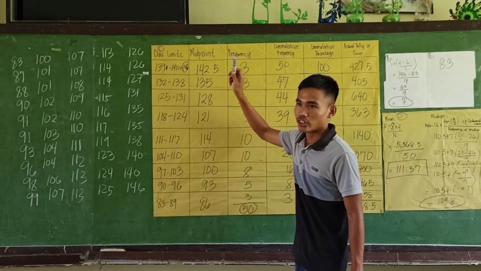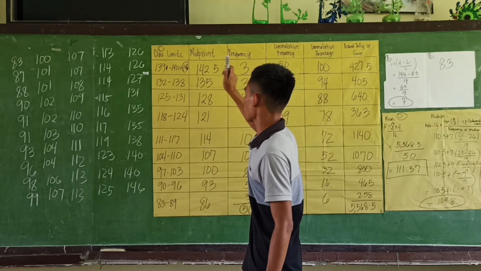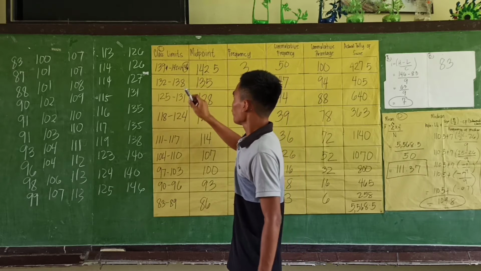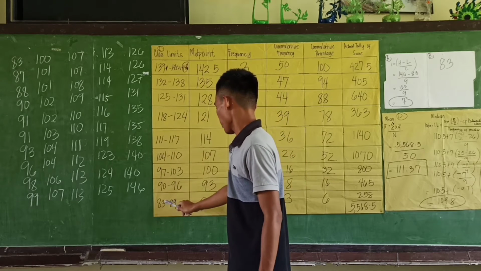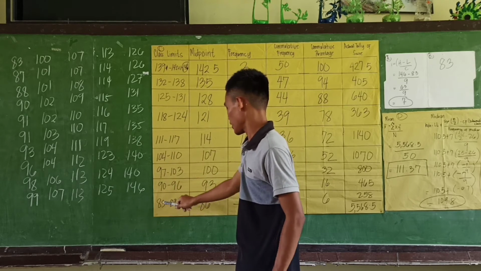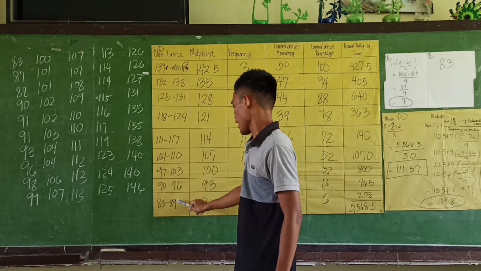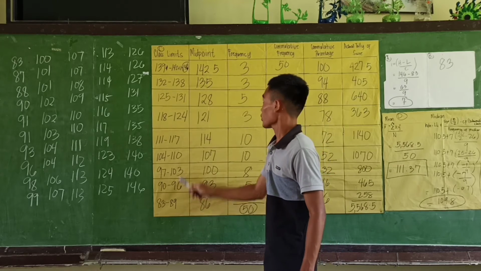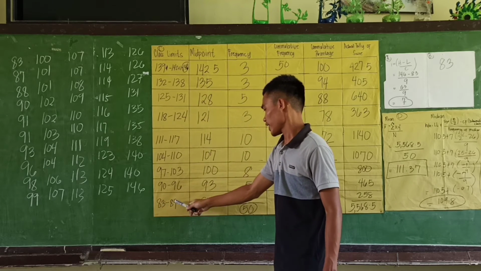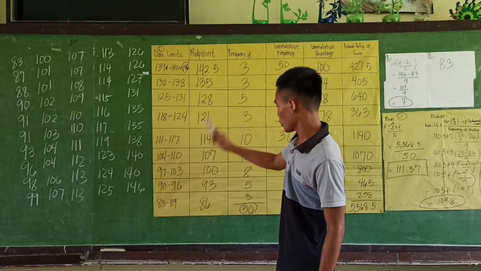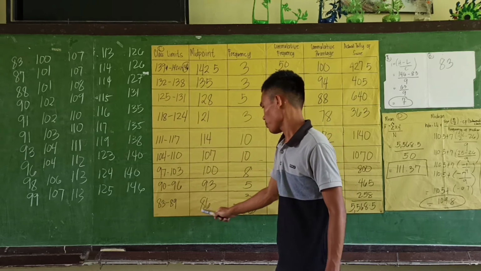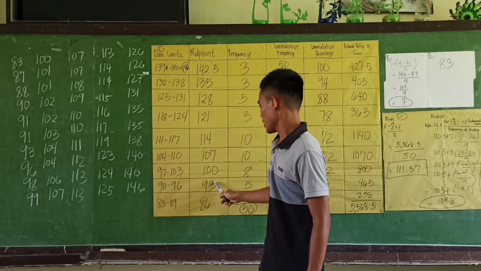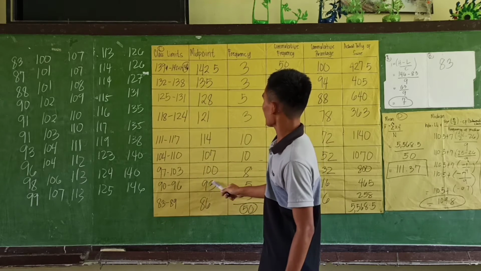On the midpoint, in order for you to get the midpoint, you have to add the two class limits, which is the start of the class limit and the end of the class limit, then divide by 2. So 83 plus 89 divided by 2, you will get a midpoint of 86. The same with this, 90 plus 96 divided by 2, you will get 93 as your midpoint.